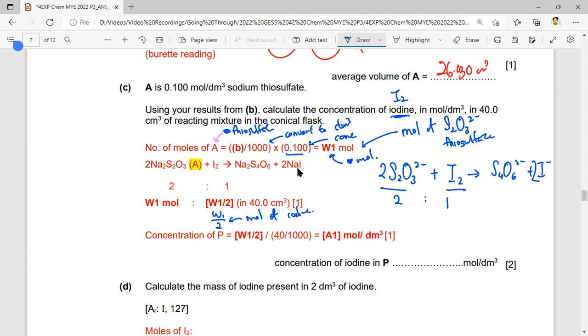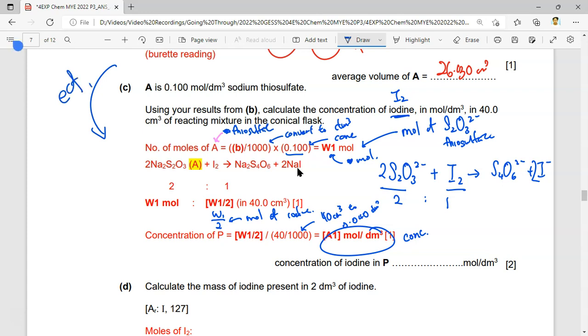Now I got the mole of iodine ready. What I'm going to do is take the mole of iodine, divide by 40 over 1000. This is actually converting 40 cm cube to 0.040 dm cube. So when I take the mole divided by the dm cube here, I'll get the concentration. So whatever answer you have from part B, we carry forward, ECF, here into part C.